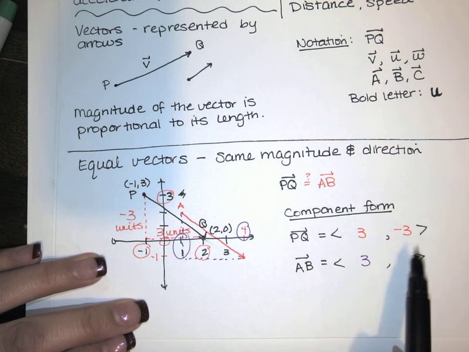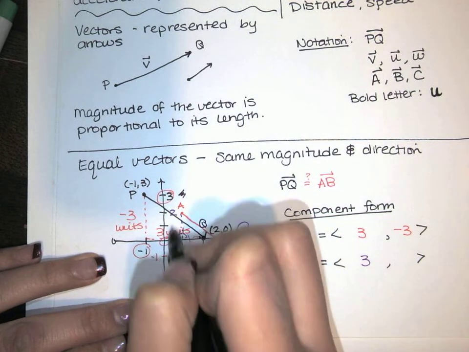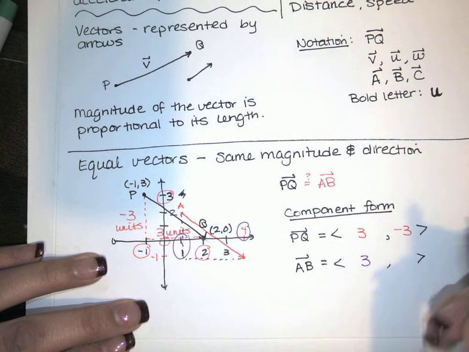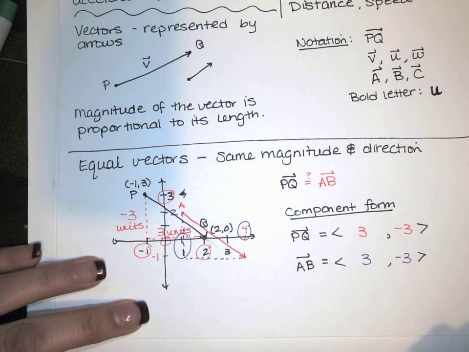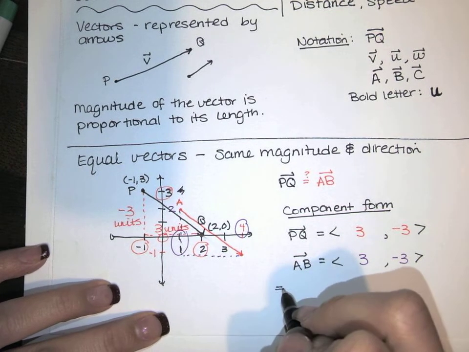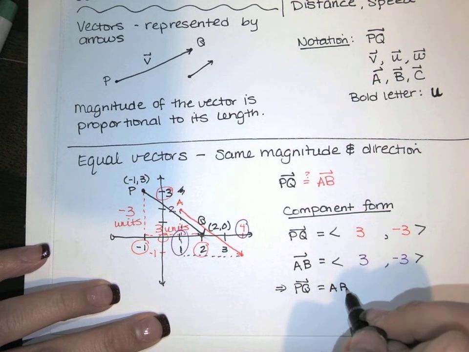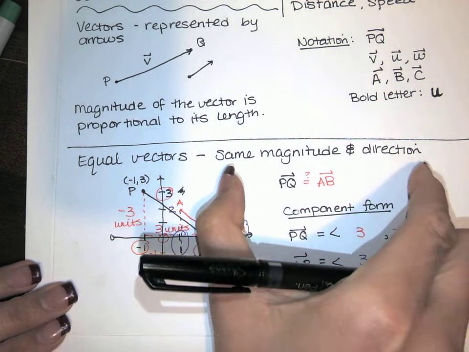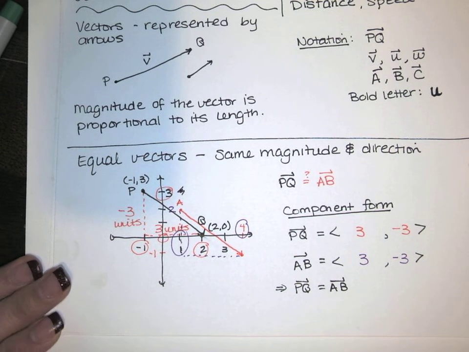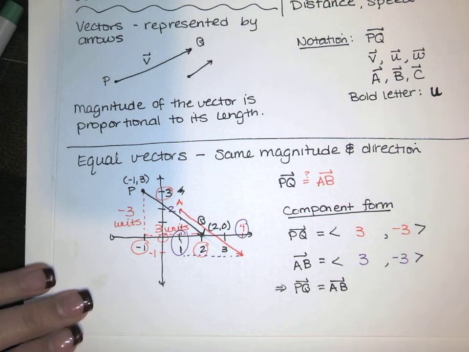And did I go down 3 units in the y direction? Well, I was at y equals 2, and then I went down to y equals -1. So that's 1, 2, 3. That's -3 units in the y direction. So these two vectors have the same component form. So we can be certain that AB is equal to PQ. Now this is the definition of two equal vectors: if they have the same magnitude and direction, they're equal to each other. But if I want to check systematically, it's helpful to write this in component form.